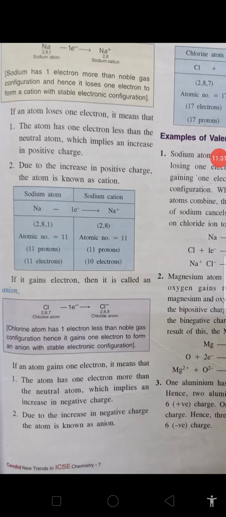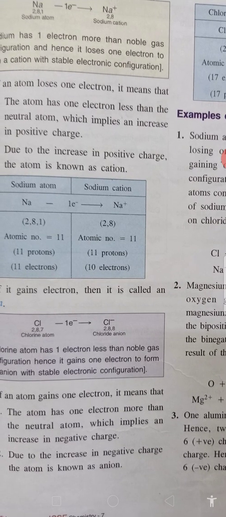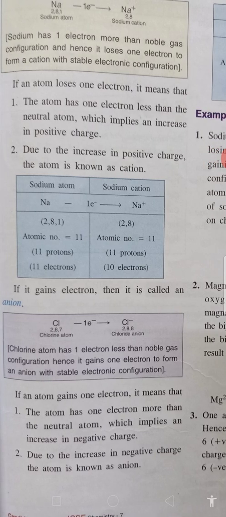Now children, here you see that a sodium atom is losing one electron and it is becoming a sodium positive ion. Its electronic configuration is 2, 8 and 1. When it loses one electron, it becomes 2 and 8. So sodium has one electron more than the noble gas configuration, and hence it loses one electron to form a cation with stable electronic configuration.